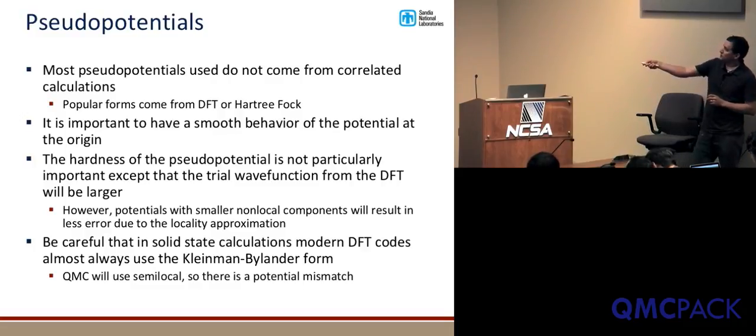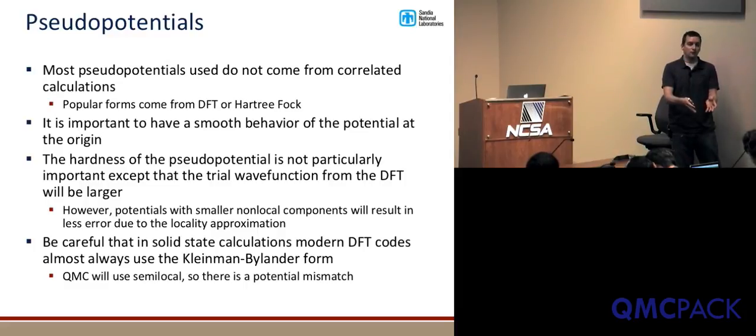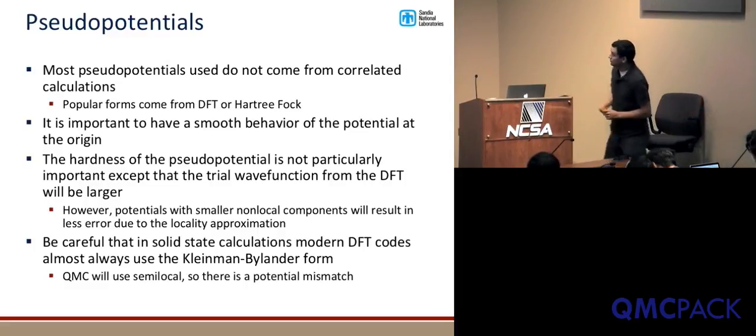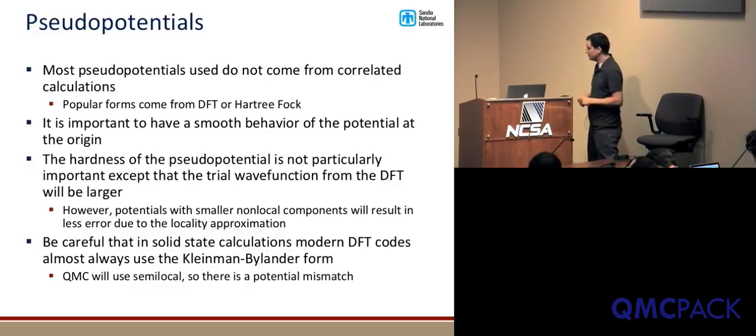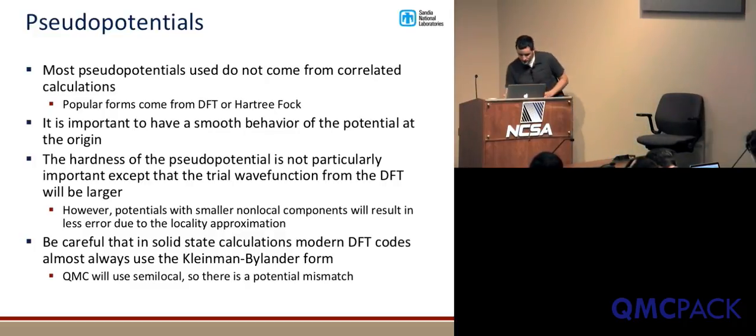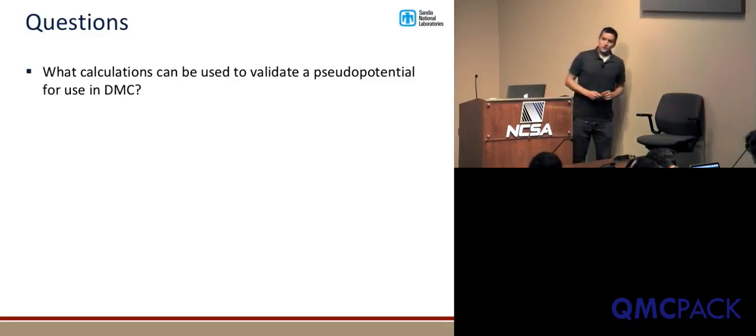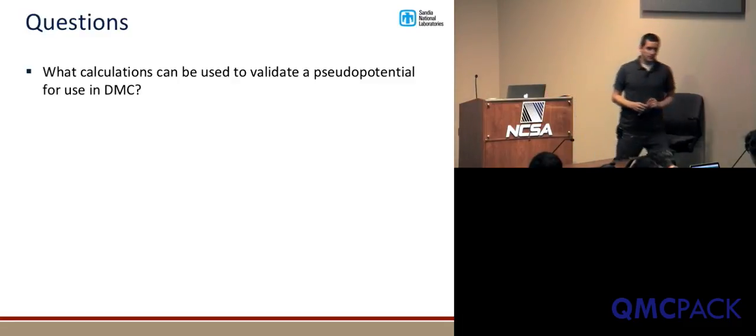And also, we need to be careful, as I mentioned in solid state calculations, that you're using a Kleinman-Bylander form in your DFT calculation, but a semi-local form, so a slightly different Hamiltonian, in the quantum Monte Carlo. So there's a potential mismatch you want to be careful about. So these are, in principle, things that we can do.